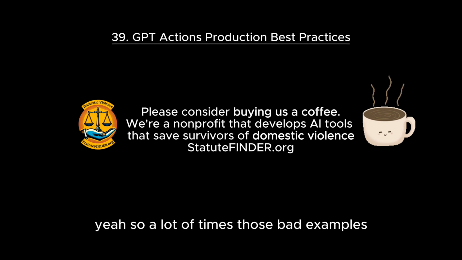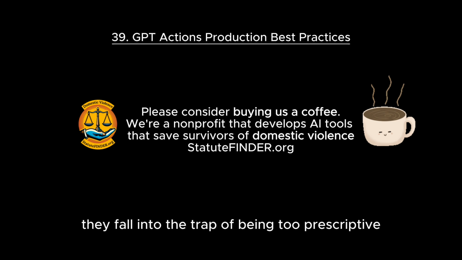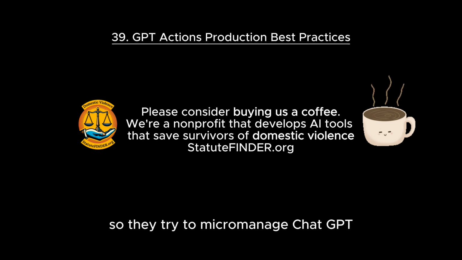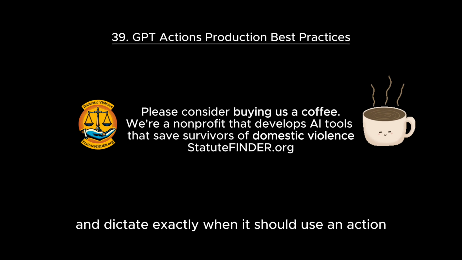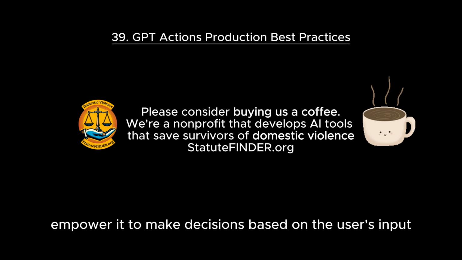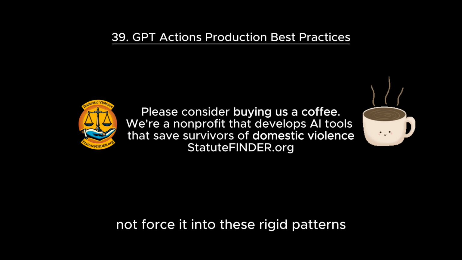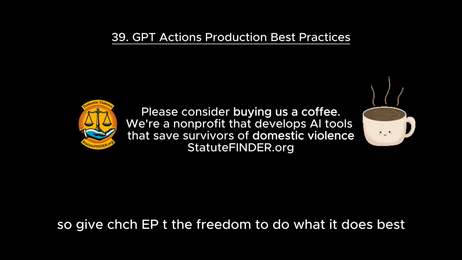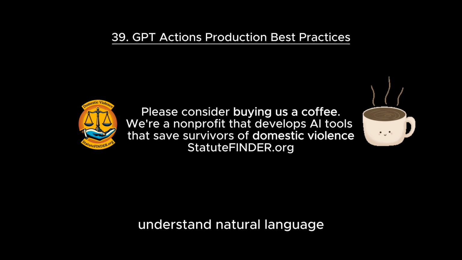I'm a little curious why some examples are considered bad when it seems like they could be potentially helpful. Yeah, so a lot of times those bad examples fall into the trap of being too prescriptive. They try to micromanage ChatGPT and dictate exactly when it should use an action or exactly how it should respond to a user. But remember, ChatGPT is designed to be intelligent and to understand context. So we want to empower it to make decisions based on the user's input, not force it into these rigid patterns. Give ChatGPT the freedom to do what it does best, understand natural language, and respond in a human-like way.